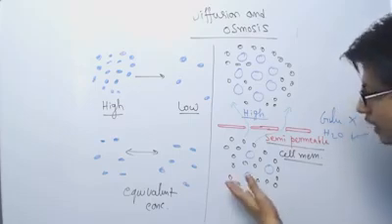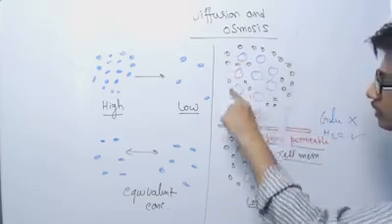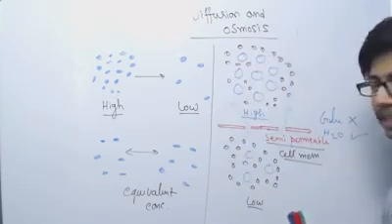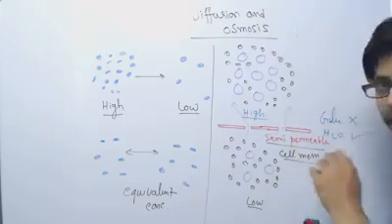So this process of water movement will continue, and it will stop when the concentration of glucose in this chamber and this chamber becomes similar, at equilibrium. Then they will stop. This is the idea of osmosis.